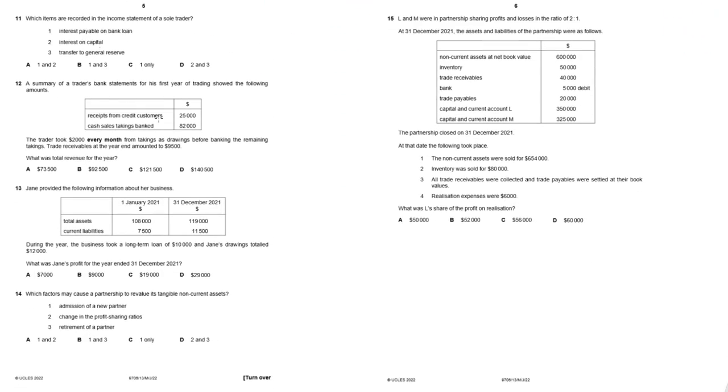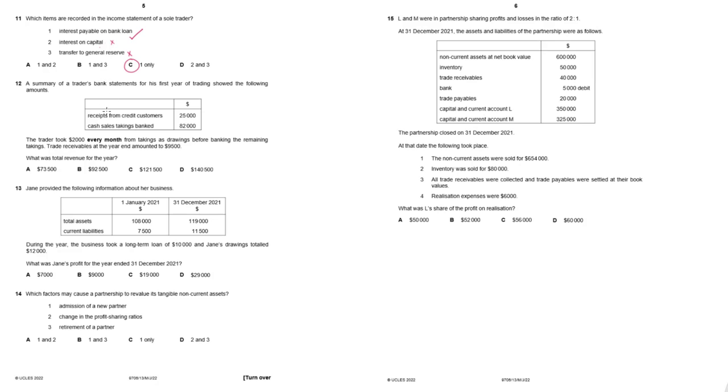Question number 11. Which items are recorded in the income statement of a sole trader? Interest payable on bank loan. Yes, it is recorded. Interest on capital. It's not an expense for the firm. It's not an expense that the firm spends externally. So not recorded. Transfer to general reserve. Obviously not recorded. So 11C.